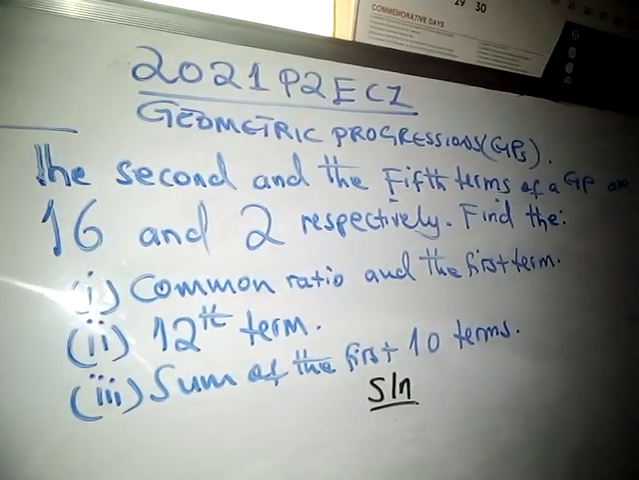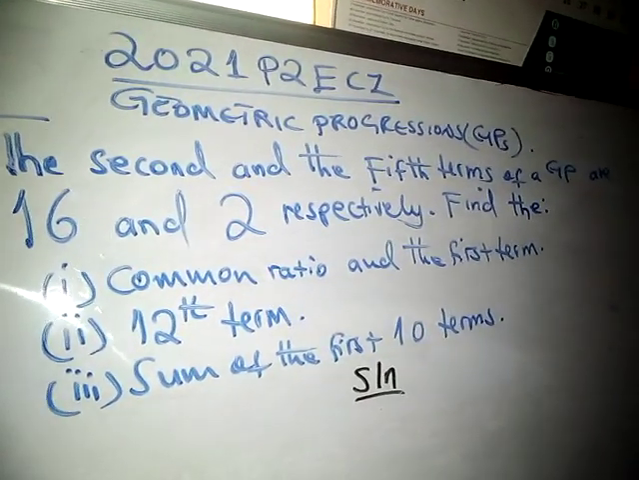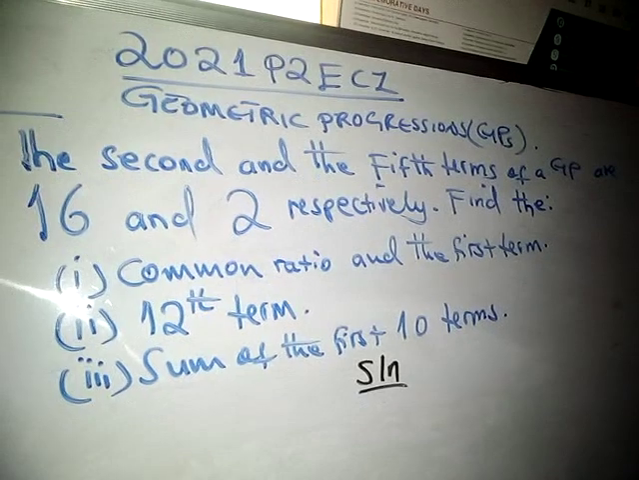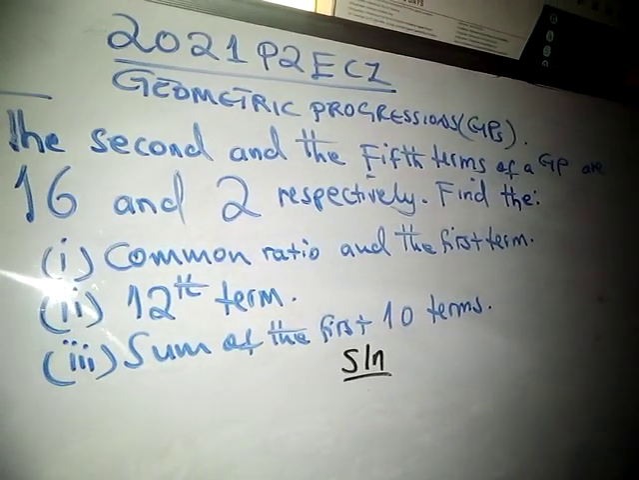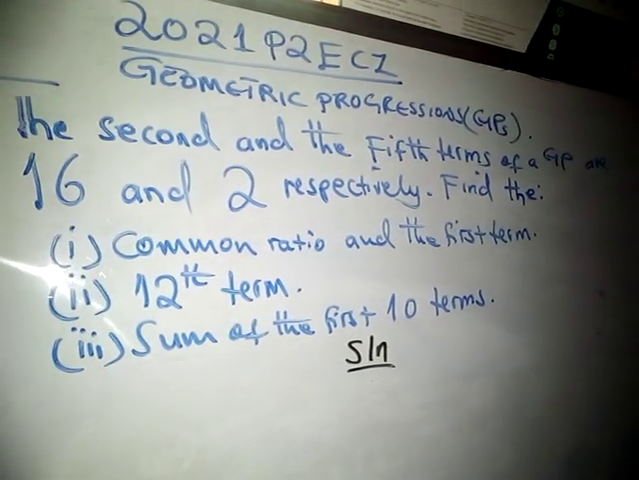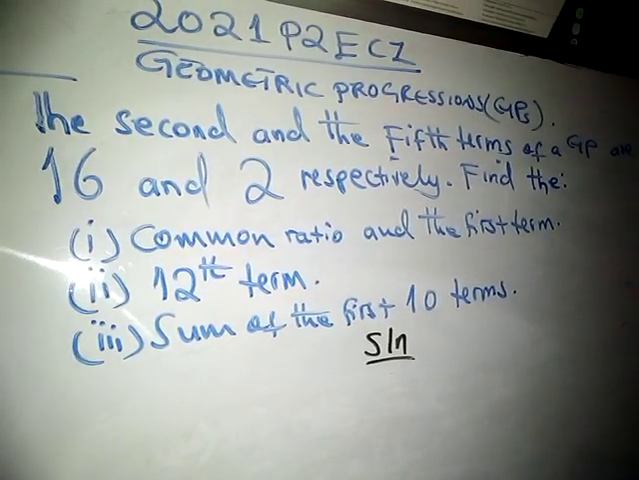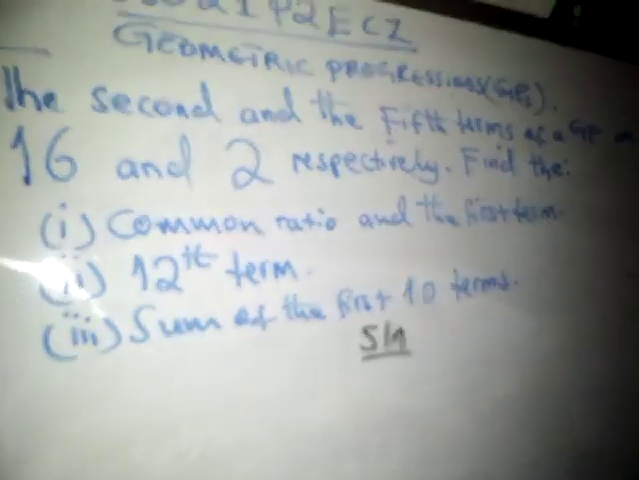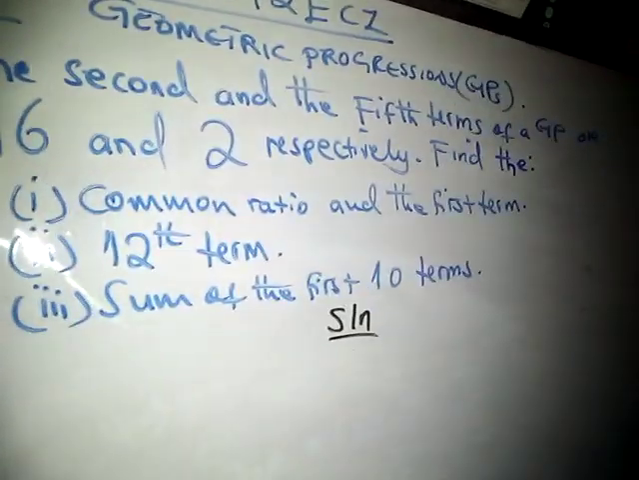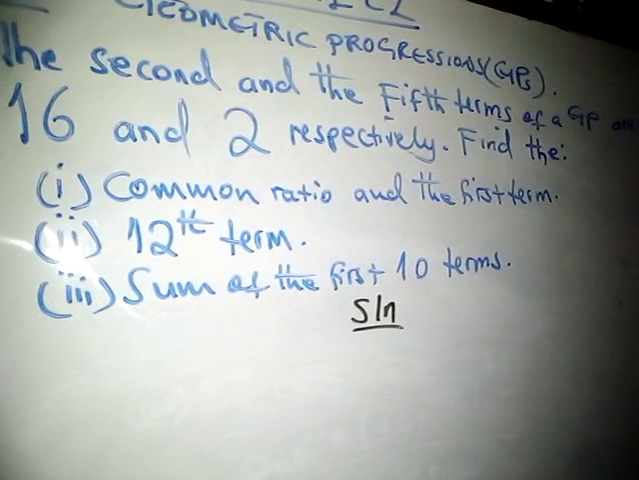Let's see this particular question from 2021 paper 2 ECZ under geometric progressions. The question reads, the second and the fifth terms of a GP are 16 and 2 respectively. Find the common ratio and the first term. So let's see how we go about finding the common ratio and the first term.